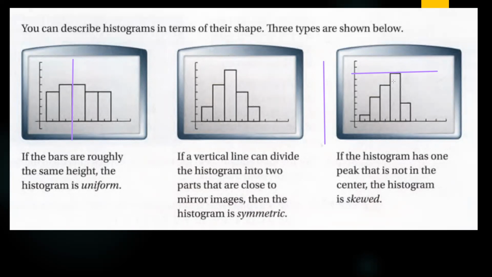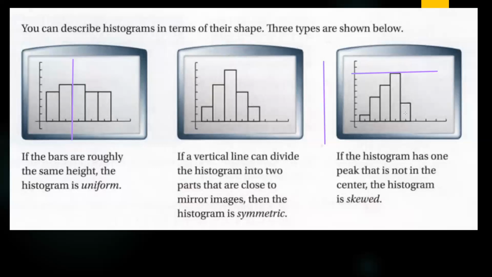Skewed means shifted away, leaning towards the right. So right skewed means that they are going to the right. Don't say right to left. Just say that it's skewed.